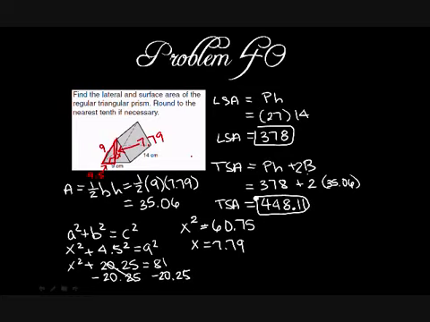And it says to round to the nearest tenth, so it should have been 448.1. I didn't need the second one. So that was kind of a long problem. Watch it again if you didn't catch it all.